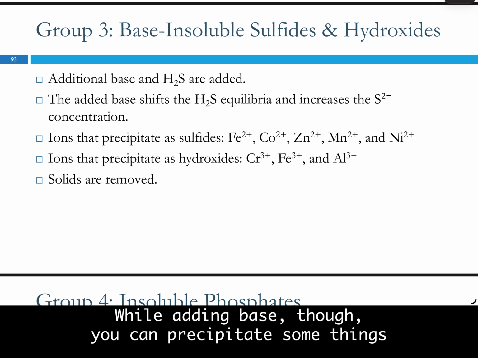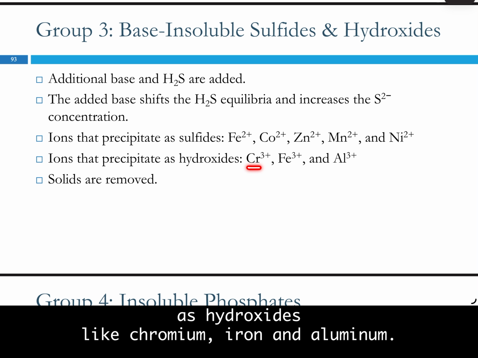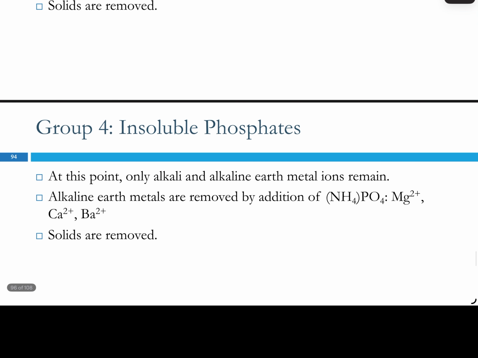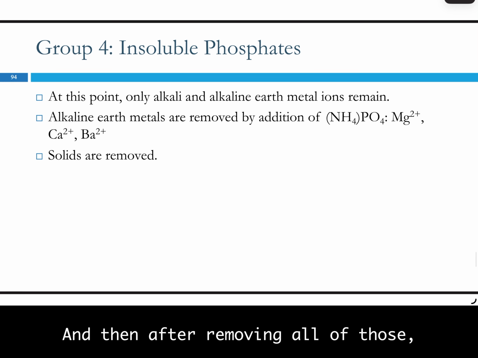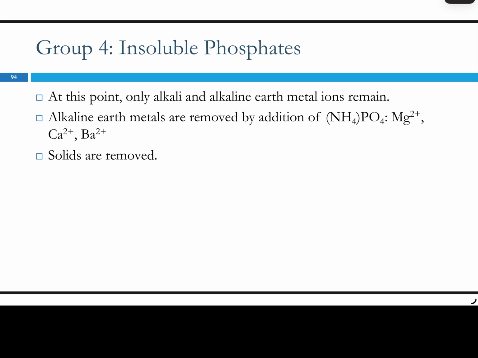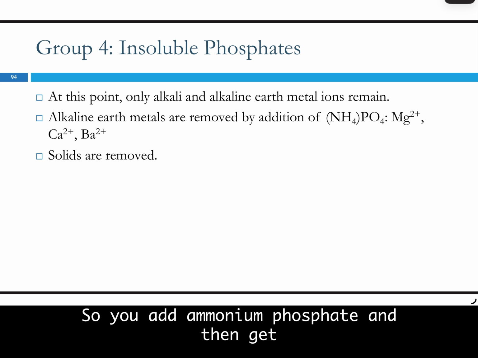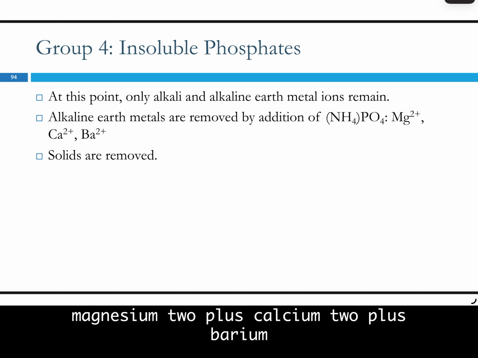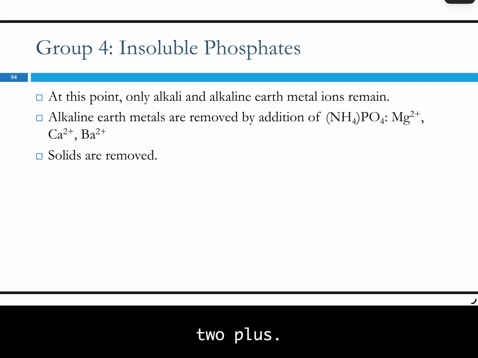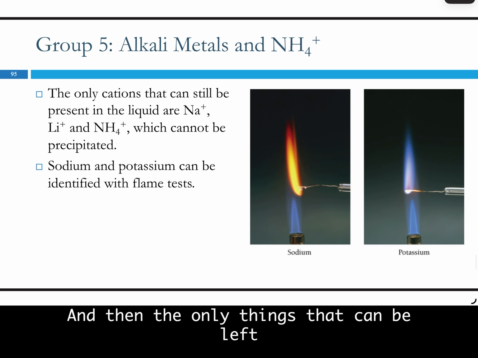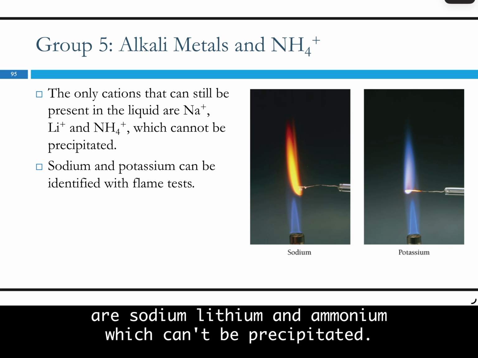While adding base, though, you can precipitate some things as hydroxides, like chromium, iron, and aluminum. And then after removing all of those, the only things that should be left are the insoluble phosphates. So you add ammonium phosphate, and then get magnesium 2+, calcium 2+, barium 2+. And then remove those solids. And then the only things that can be left are sodium, lithium, and ammonium, which can't be precipitated.